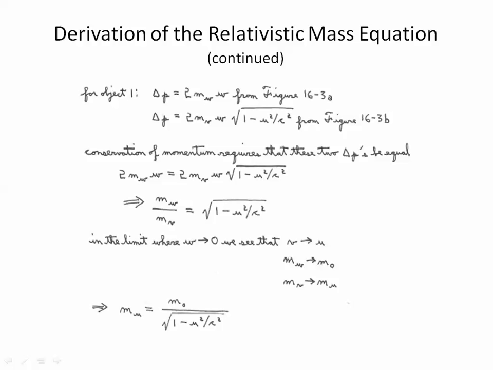Multiplying both sides by m sub 0 gives us our final result at the bottom. M sub u equals m sub 0 divided by the quantity square root of 1 minus u squared divided by c squared. Looking at this expression for relativistic mass increase, we see that the denominator becomes smaller as u becomes a significant fraction of c. In the limit where u approaches c, the denominator approaches 0, and the relativistic mass becomes infinite.